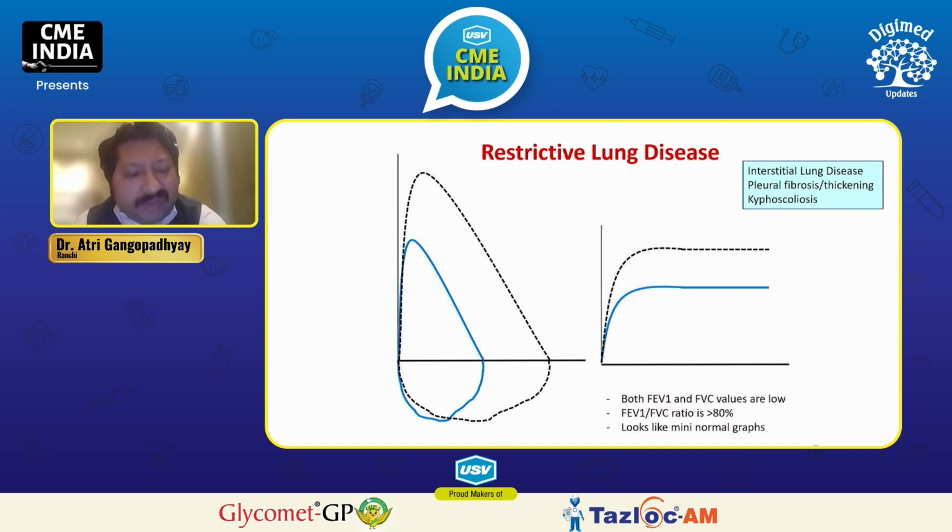Restriction means that the ability of the lung to expand and contract beautifully is lost. It may occur due to some weakness in the lung parenchyma. It may occur due to pleural pathology like pleural effusion. It may occur due to chest wall related pathology, kyphoscoliosis, neuromuscular weakness of the chest wall also.